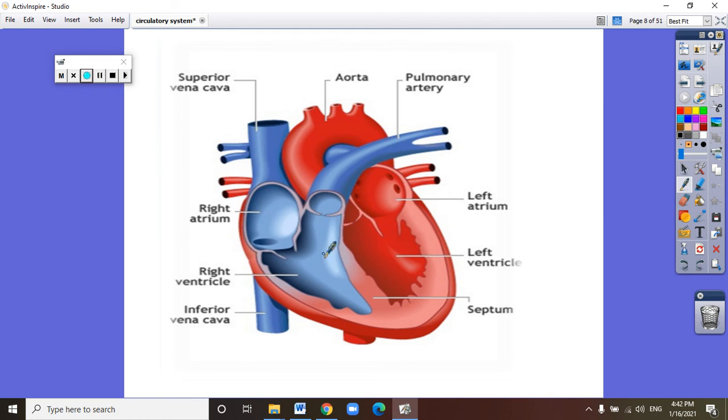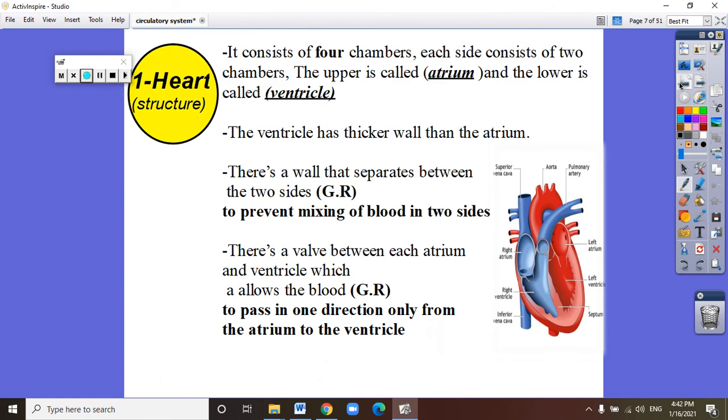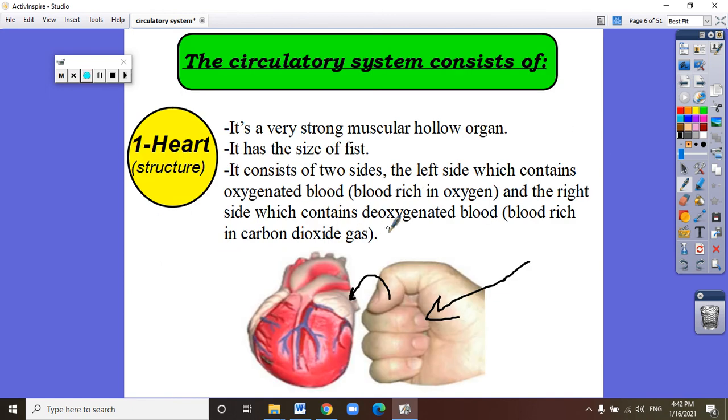So the heart is a muscular hollow organ the size of your fist, and it is divided into a right side and a left side. The right side carries a type of blood which is called deoxygenated blood. What is the meaning of deoxygenated blood? It's the blood that carries carbon dioxide gas. We call it deoxygenated blood. So the right side of your heart carries deoxygenated blood. But the left side of your heart carries oxygenated blood.